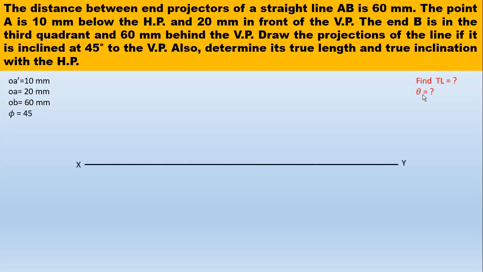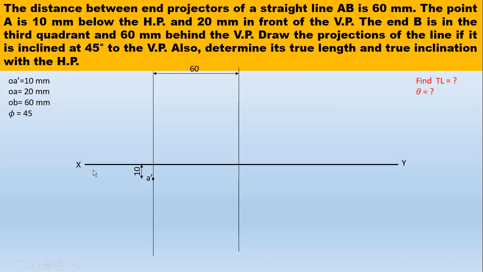First of all, take a reference plane XY. Draw end projector at a distance of 60 mm. So this end projector is nothing but the two vertical lines on which our front view and top view will lie. Now point A is 10 mm below HP, 20 mm in front of VP. So for a front view, XY line is nothing but HP. So first of all, locate the point A, 10 mm below HP.